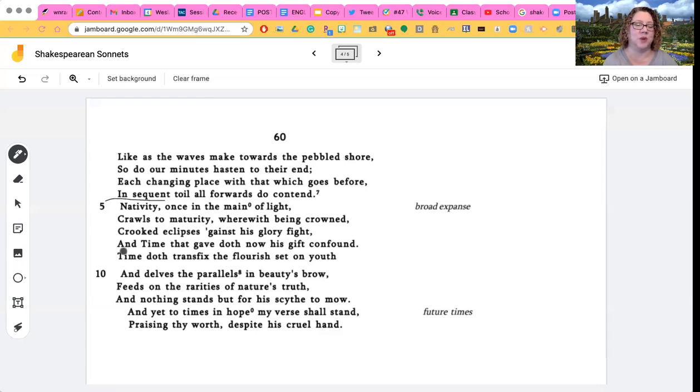He goes on in the next quatrain to say about the span of life, right? Nativity is when we're born. We use the word nativity at Christmas time, but it means when anybody's born, because Christmas time, we just use that because of the birth of Christ.